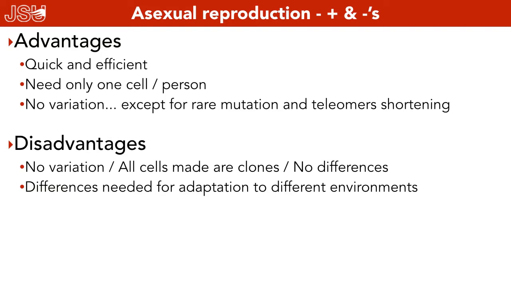Our skin, right? Our skin cells are constantly in a state of mitosis. We don't want a lot of variation there. Okay, so there's a lot of times we don't want variation. The disadvantage is there is no variation. We need variation for there to be something acted upon by nature.